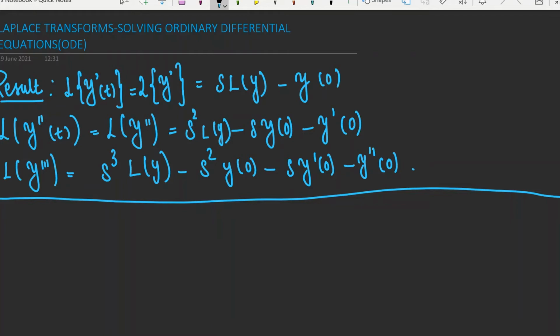In this video, we are going to see one of the main applications of Laplace transforms. That is to solve ordinary differential equations. For solving ordinary differential equations by using Laplace transform, we need these following results.